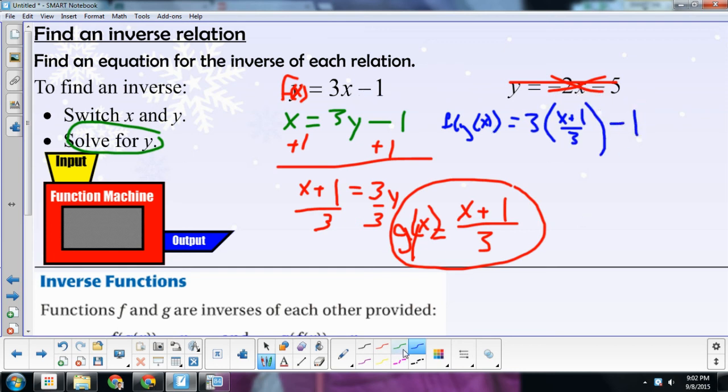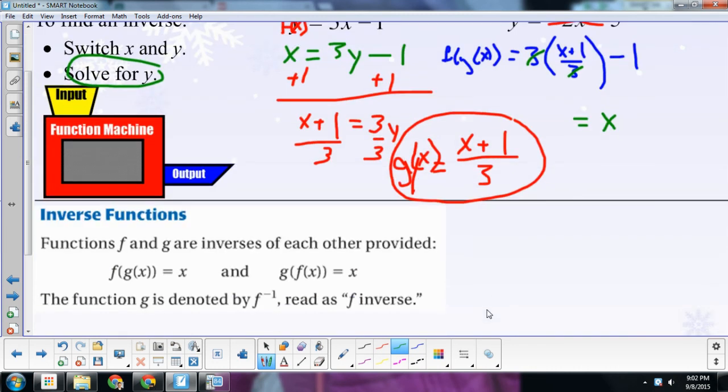Now, as I think you'll be able to see, if I multiply these together, 3 divided by 3 is going to cancel, turn into 1. I'll have x plus 1 times 1, which is x plus 1. And the 1 minus the 1 are like terms going to be put together. The final thing that I'm left with is going to be just x, the identity function. And I'll leave that to your imagination and trial to see if g of f of x also equals x.